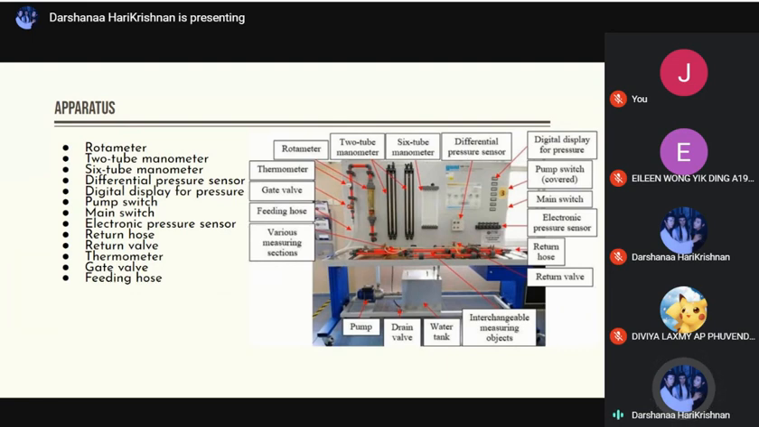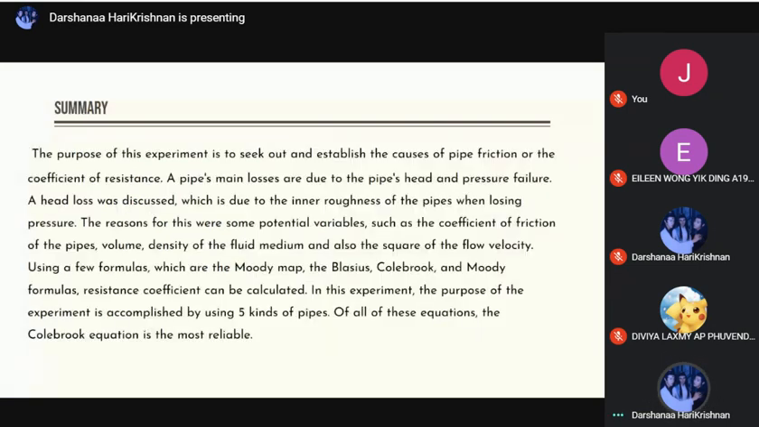This is the summary of our report. The purpose of this experiment is to seek out and establish the causes of pipe friction or the coefficient of resistance. A pipe's main losses are due to the pipe's head and pressure failure. A head loss was discussed, which is due to the inner roughness of the pipes when losing pressure. The reasons for this were some potential variables such as the coefficient of friction of pipes, volume, density of the fluid medium, and also the square of the flow velocity.